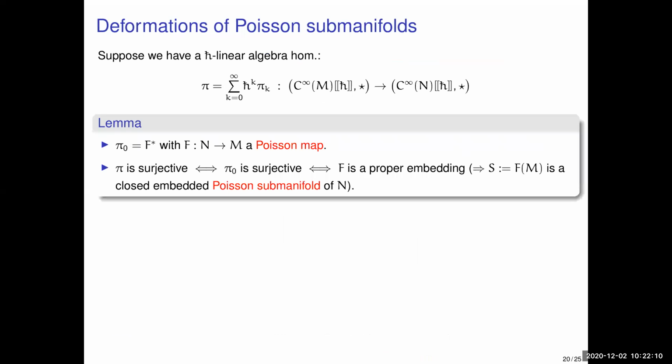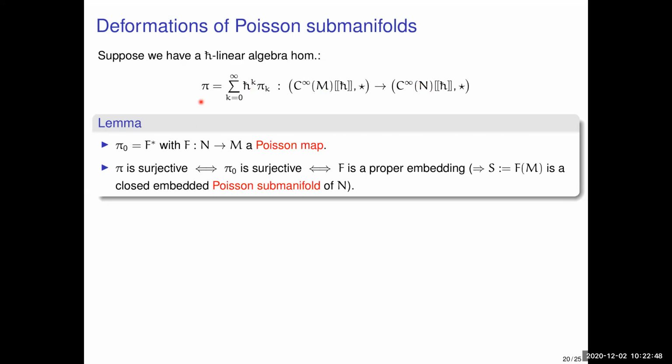Okay, so let's go back to quotients and submanifold algebras. Suppose you have now two formal deformations of Poisson manifolds M and N. We come back to the general case of Poisson manifolds. You have a surjective algebra homomorphism, and not the most general one. I want a formal power series of pi k, where each pi k is a map sending functions to functions.